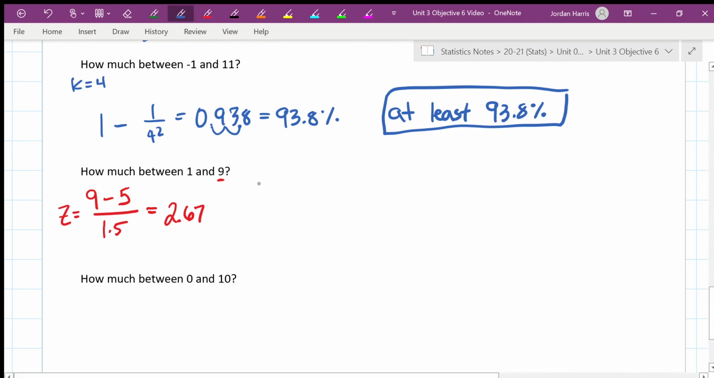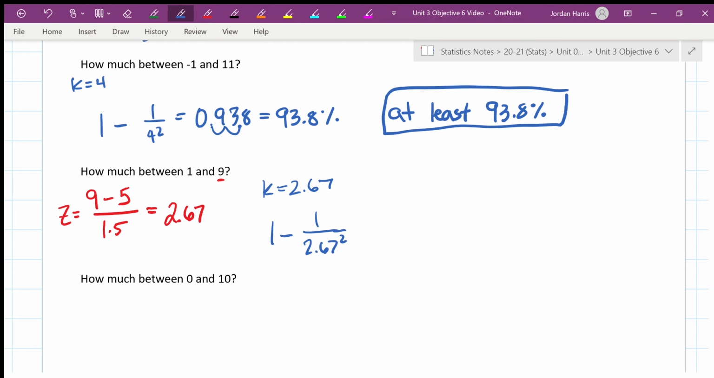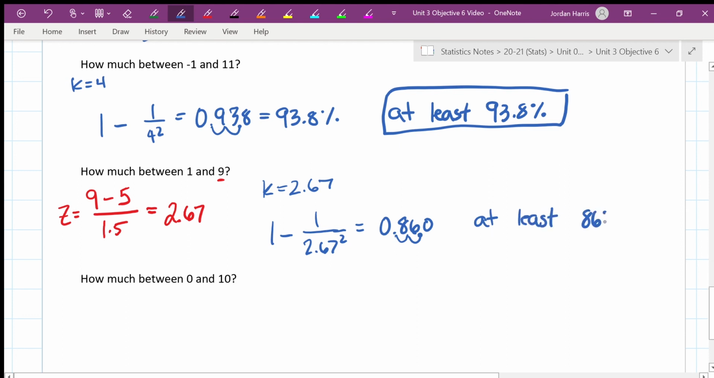Realize that z-score is how many standard deviations away you are. So k equals 2.67. 1 minus 1 over 2.67 squared. It doesn't have to be an exact number. With the empirical rule, we only are given ideas about the exact number because it's more precise, but you have to have whole number standard deviations. With Chebyshev's, you can use any value you want. So I end up getting about 0.860, rounding to 3 decimal places. And so I'd get at least 86%.